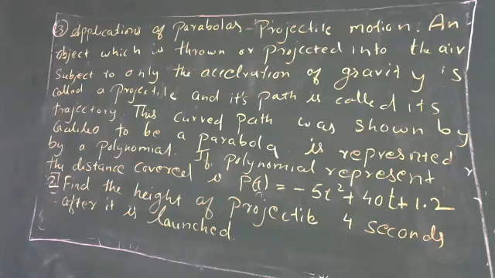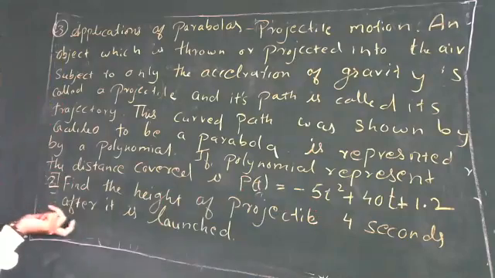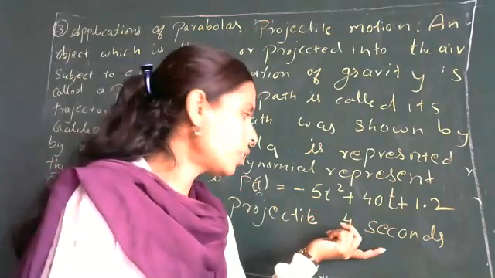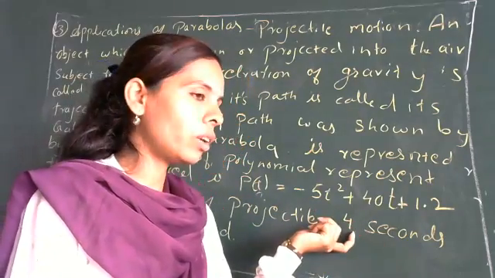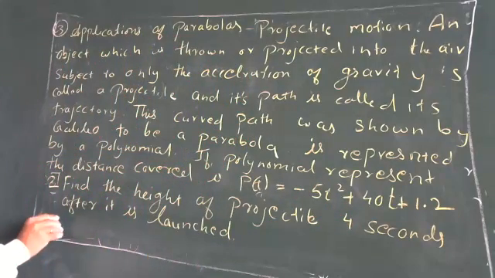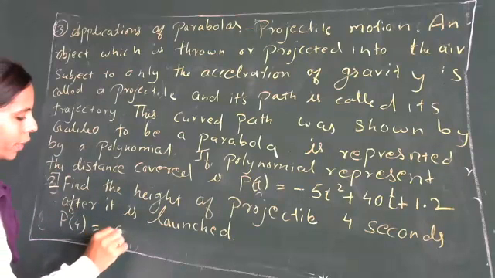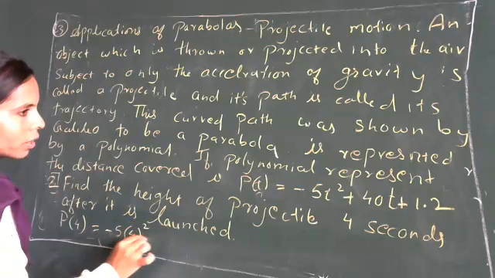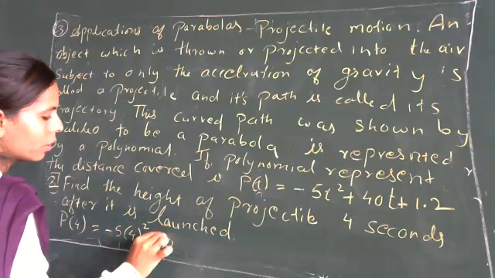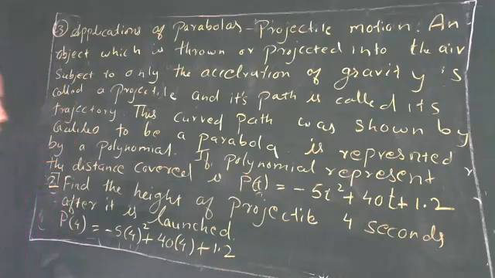So how can you find it? Here t means what? It is time. So they have mentioned the time here. How much? 4 seconds, and that is nothing but one of the answers for this quadratic equation. What you have to do is just put the value of t as 4. When you take p of 4, you will get minus 5 into 4 square plus 40 into 4 plus 1.2. If you solve this, you will get the answer.